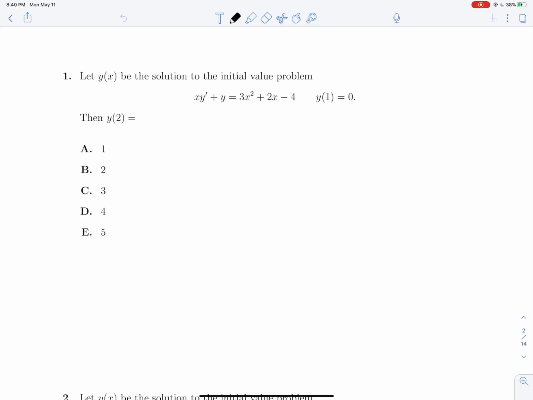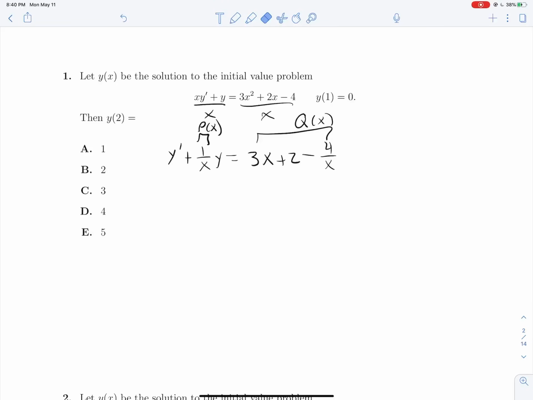Well, it's not immediately obvious what we're supposed to be doing here, but if we divide out an x from everything, it's always a good idea to get rid of any terms that are on your highest term derivative. We get y prime plus 1 over x times y is equal to 3x plus 2 minus 4 over x. And this is in a form that we're much happier with because we have some function of x on this right side. We will call this q of x. We have some function of x multiplied by this y. We'll call this p of x. And the coefficient on y prime is 1. So this is a perfect case, and we're perfectly set up right now to do integrating factor.